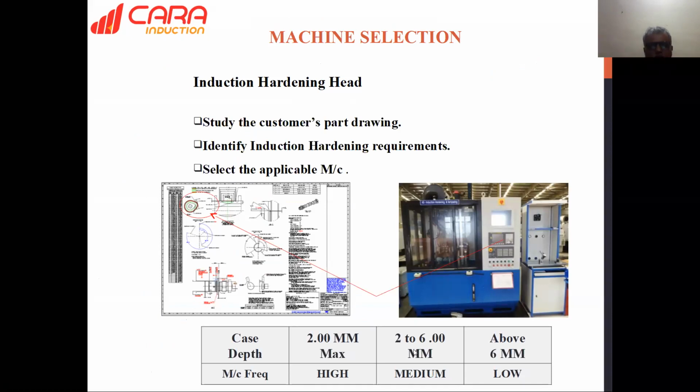So whatever the case depth requirement, accordingly we are going to select the machine. If there is a low case depth requirement, we need to select a high frequency machine, 100 to 200 kHz. If we require 2 to 6 mm, then it is a medium frequency machine, 2 to 10, around 10 kilohertz. And if there is an above 6 mm requirement, then it is a low frequency machine, around 3 to 5 kilohertz. Next, sir.